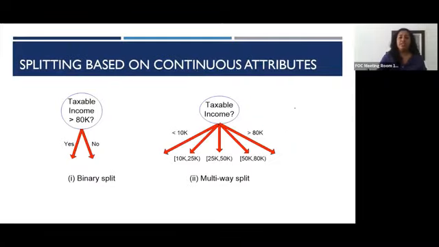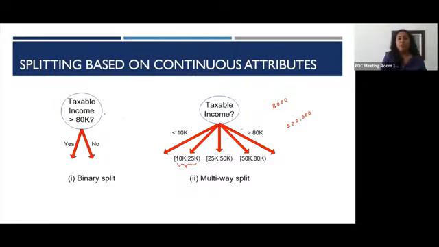If it is continuous, let's say something like salary. Let's say a person's salary in your data set varies from 8,000 to 200,000. Then what do you do? For multi-way, you can propose some ranges. For example, 10,000 to 25,000, 25,000 to 50,000, 50,000 to 80,000. Likewise, you can propose some ranges and you can have multiple branches.